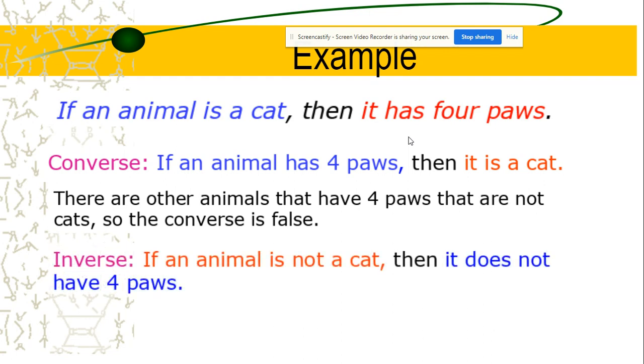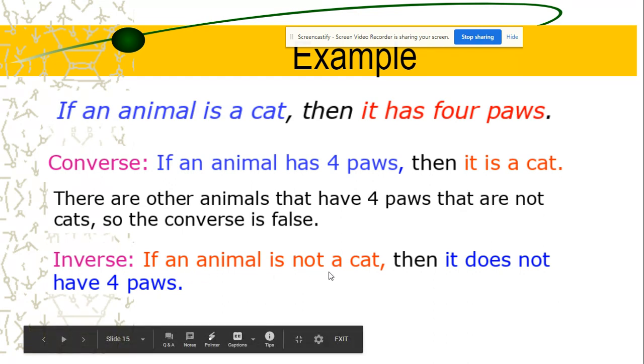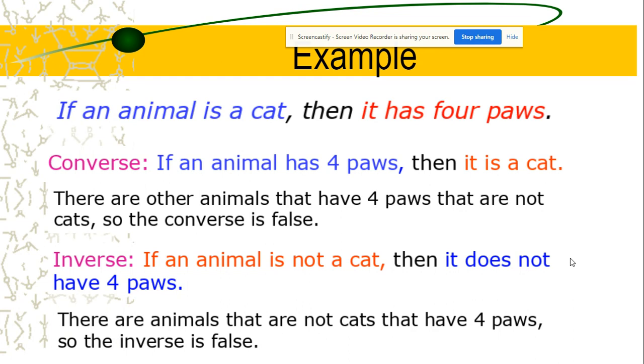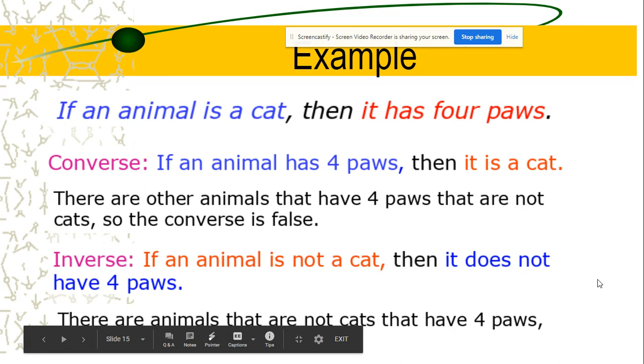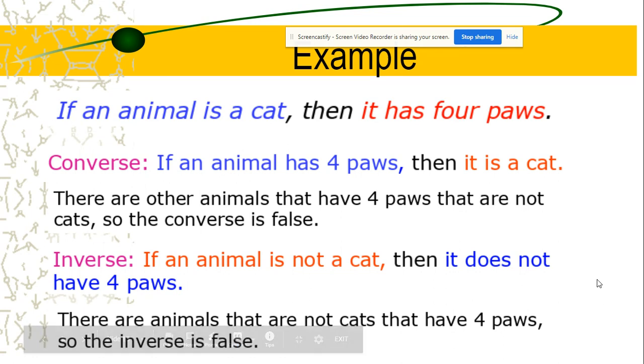If we take the inverse, that means I'm taking the original hypothesis, an animal is a cat, and the conclusion, it has 4 paws, and we are negating them both. So if an animal is not a cat, so the opposite of being a cat is not being a cat, and negating the conclusion, it has 4 paws, then it does not have 4 paws. So if an animal is not a cat, then it does not have 4 paws. And there are animals that are not cats that have 4 paws. So this inverse statement is false, and you have found your counterexample.